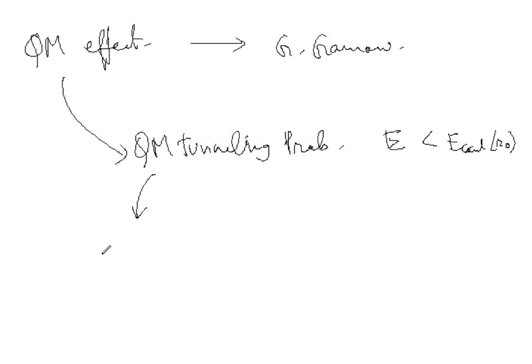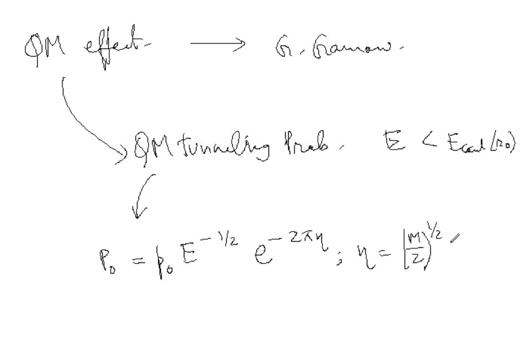So this tunneling probability is given by P. There are many ways of writing it. Of course, I can write it in this way as well: e to the power minus 2 pi eta, where this eta is equal to (m by 2) to the power half, Z1 Z2 e square by h cross, E to the power half. You have already seen this thing before during the alpha decay.